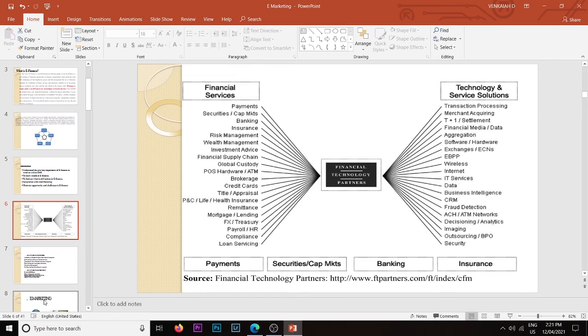T plus one settlement. In the share market, earlier T plus 15 was there. Trading day plus 15 days. When I sold my shares, I used to get money after T plus 15 days. Later it was reduced to T plus 7. Later it was reduced to T plus 1. And presently there is no T plus 1, I think.